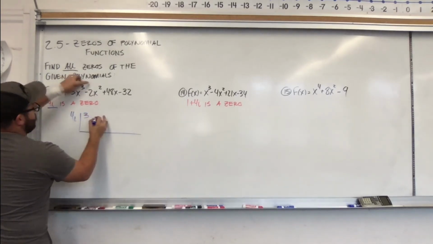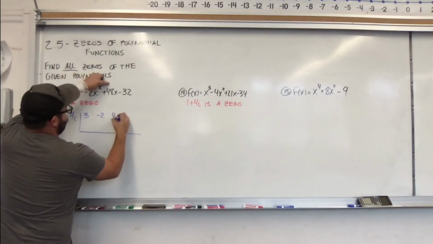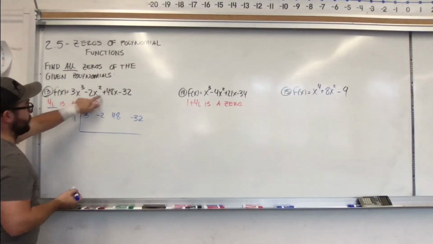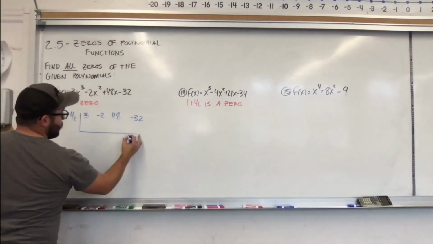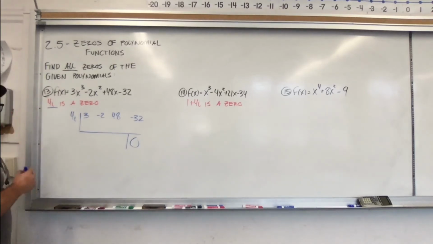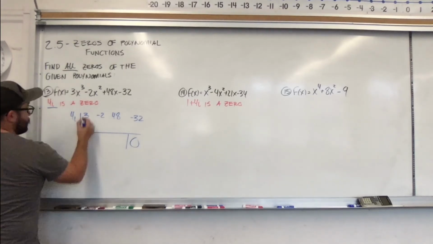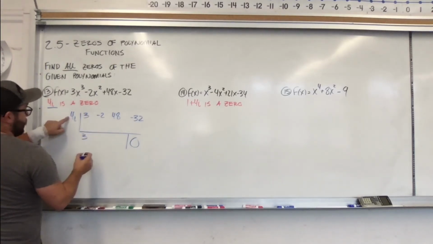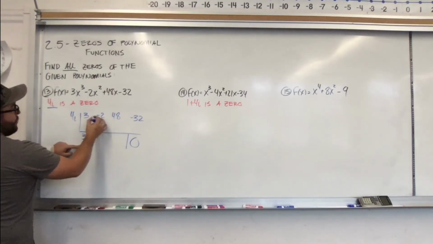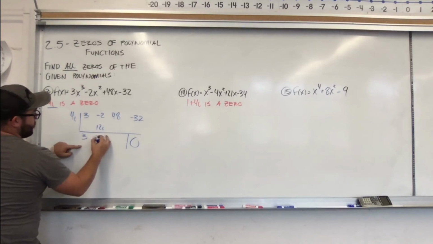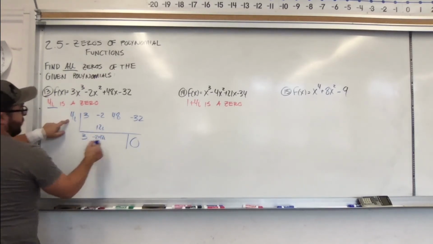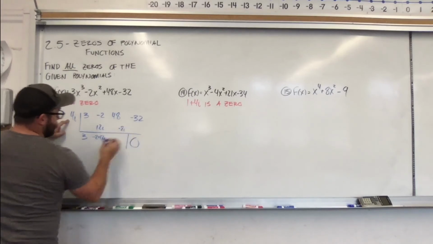So we got 3, negative 2, 48, negative 32. Make sure you didn't have any zero placeholders. We're good. I should already expect this should be a zero, right? Because I know this is a zero. So we'll just do synthetic. 3 comes down. We get 12i. Negative 2 plus 12i, so negative 2 plus 12i. We'll multiply, we get negative 8i. I'll put that at the end.